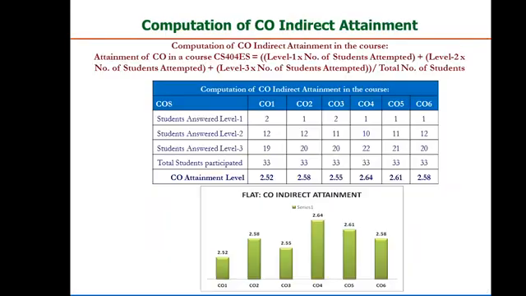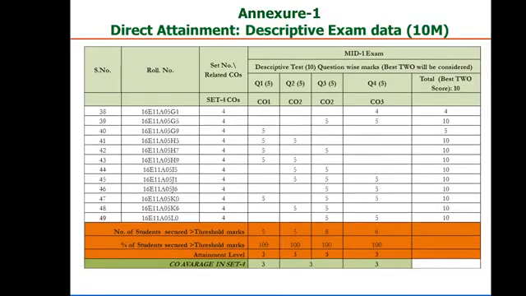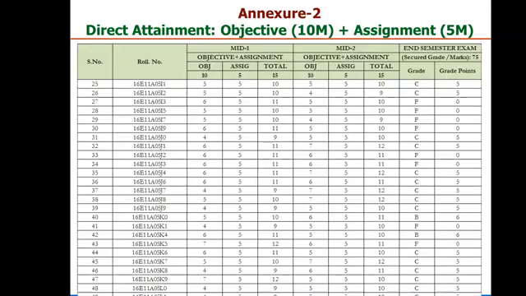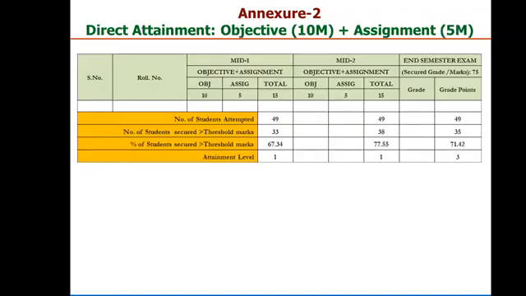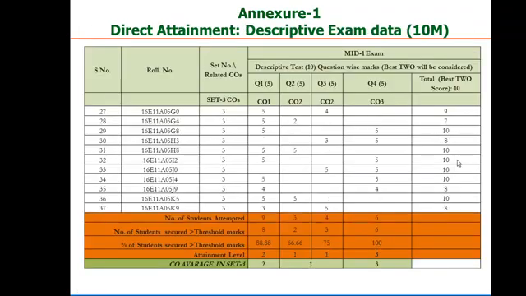Similarly, mid 2. So here we got 77 percentage, again level 1. Then coming to end exam. In the end exam, the average we got is 71.42. So what is the level? It is 3. You can go back once and check the end exam target levels.